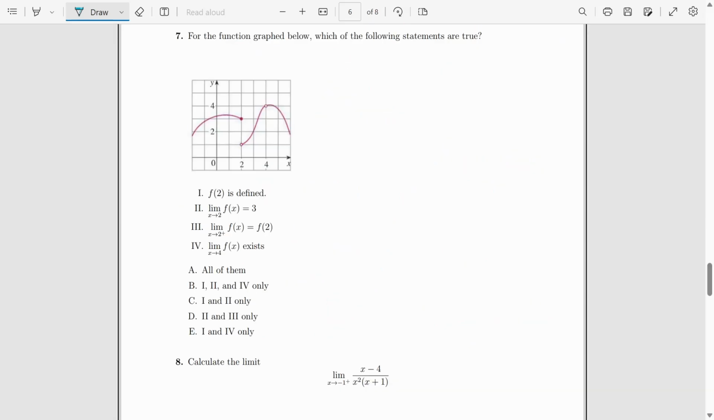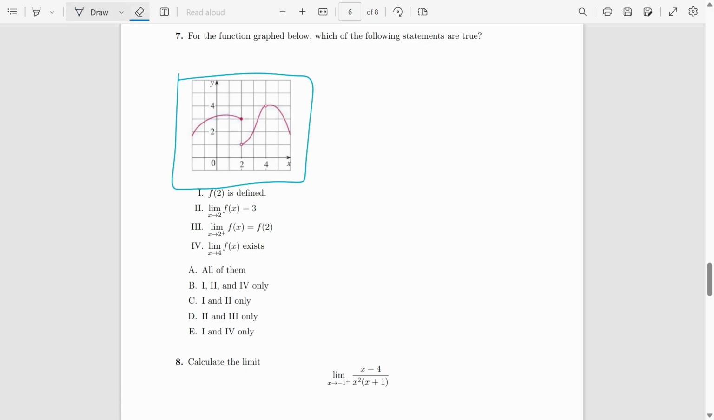All right, number 7. For the function graphed below, which of the following statements are true? So let's run through these one by one, all 4 of these. Number 1, f of 2 is defined. Yep, yes it is. If we go to 2 and then go up, we find it's defined at 3. So, yep, 1's good.